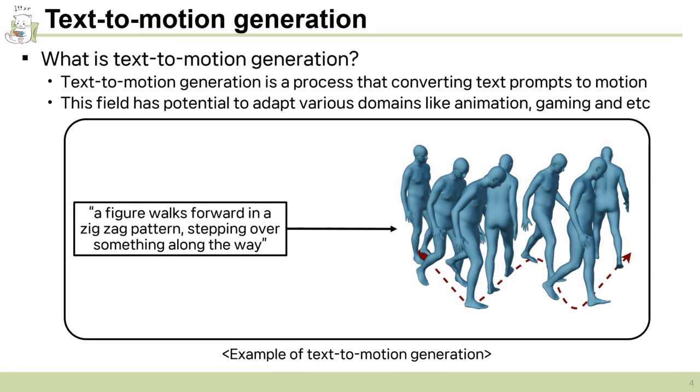To elaborate, text-to-motion generation enables us to create motion directly from text. As the slide shows, if you input "a figure walks forward in a zigzag pattern, stepping over something along the way," the system generates a motion sequence that matches this description. This capability has immense potential, particularly in industries where speed and flexibility in creating animations are critical.